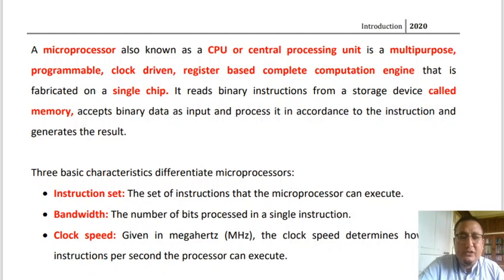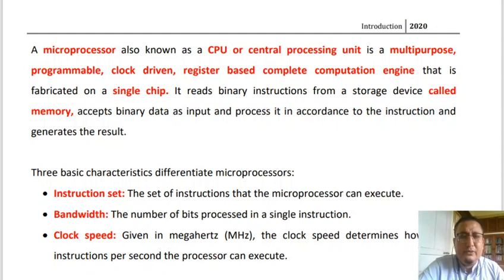Now, a microprocessor is called a programmable device because with each and every microprocessor, there is a set of well-defined instructions that can be used to write a program for attaining a certain objective. A microprocessor is called a clock-driven device because with each and every clock signal, a microprocessor is capable of initiating an activity. A microprocessor is called a register-based device because all of the operations that a microprocessor performs, it performs with the aid of the CPU registers that are defined in it.